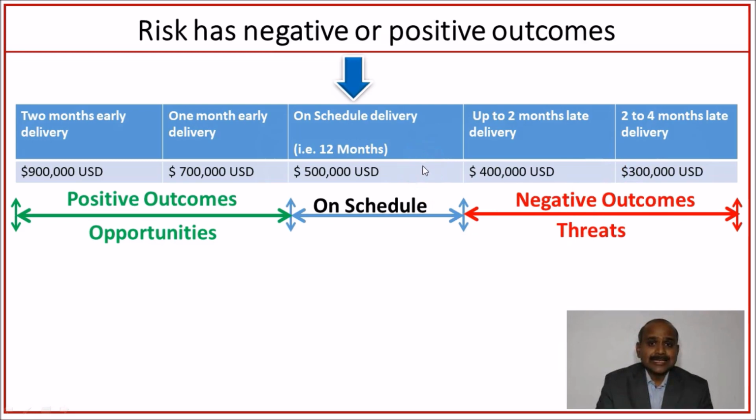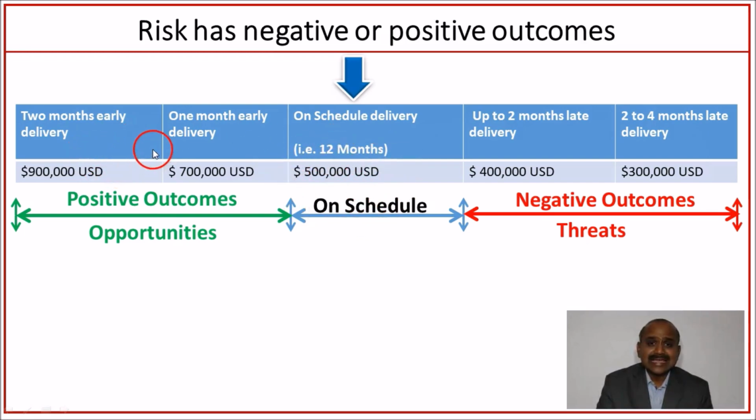On the contrary, if we can complete the project early, within 11 months, then there is a bonus to us. We will be paid $700,000 as against the agreed $500,000. That means there is $200,000 more as a bonus given to us. It's a reward to us. So it's a positive risk. Similarly, if we can complete the project within 10 months, we'll be paid $900,000 as against $500,000.